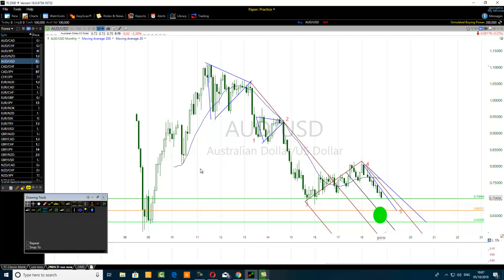You get it now? Right? Because it did find a support here before. There was a resistance here. So it's a key level. We can look for trading opportunity on here.